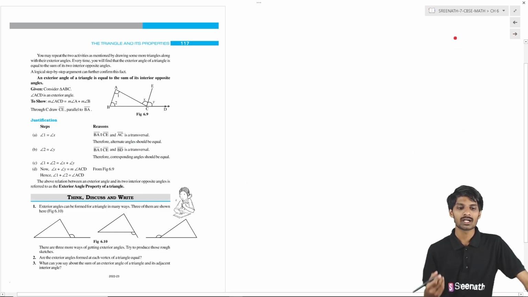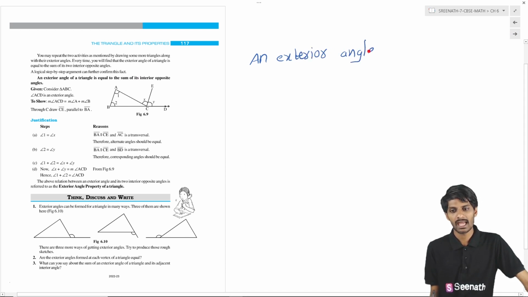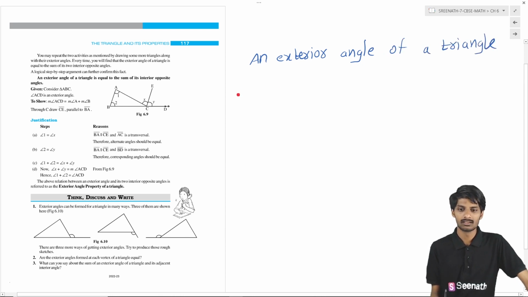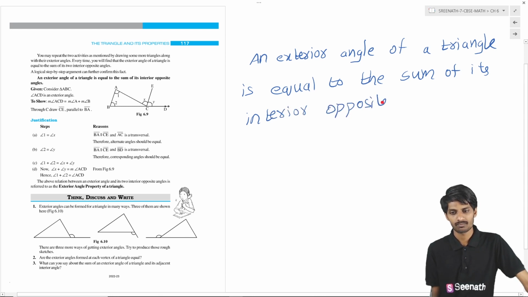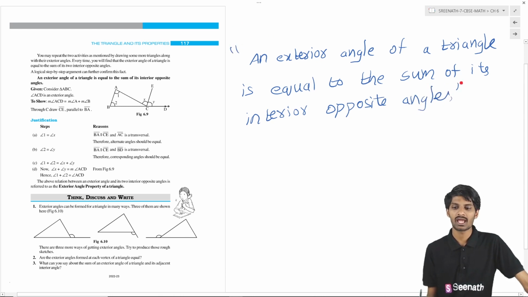So finally, what is our conclusion is that an exterior angle of a triangle is equal to the sum of its interior opposite angles. So this is the final conclusion, students. This is one of the properties of triangles, that exterior angle is equal to the sum of interior opposite angles.